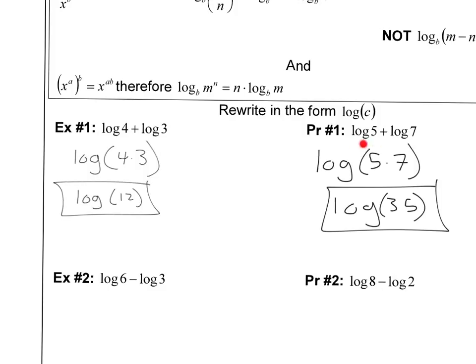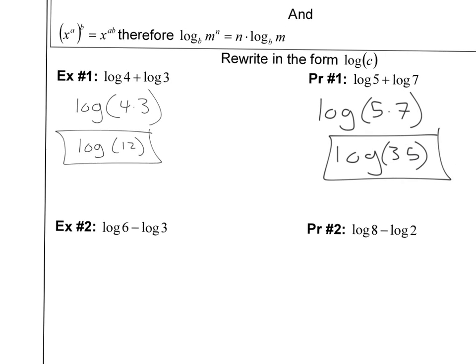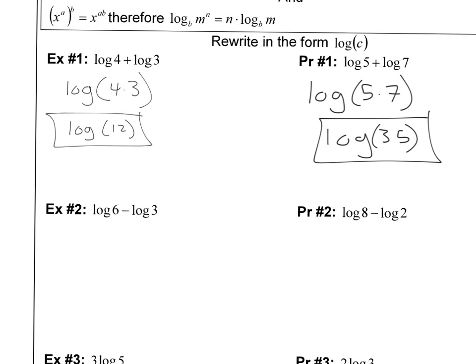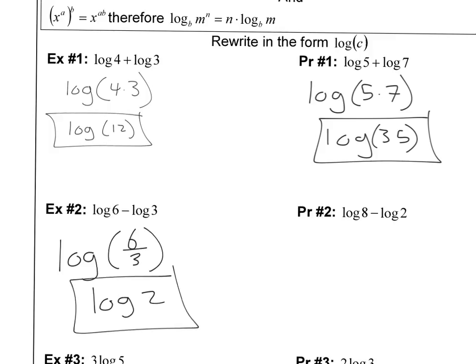Okay, so we have log 5 plus log 7. That means we can write it as log of 5 times 7. And 5 times 7 is 35, so log 35 would be my answer. All there is to it. Now example number 2 is minus, so that means we are dividing. So I can write this as log of 6 divided by 3. And 6 divided by 3 is 2, so I can just write this as log of 2. Boom. Easy. So go ahead and try this one, log of 8 minus log of 2.